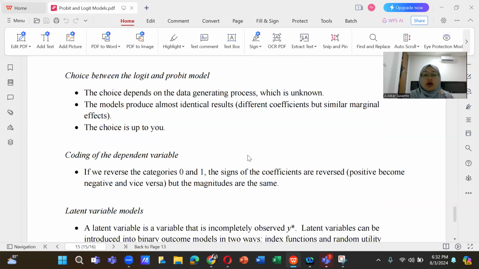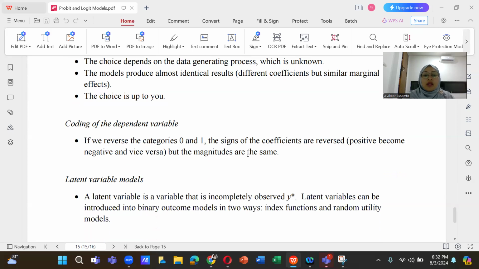And we can also make the coding of the dependent variable. If we reverse the categories of 0 and 1, the signs of the coefficients are reversed. Positive becomes negative and vice versa, but the magnitudes are the same.